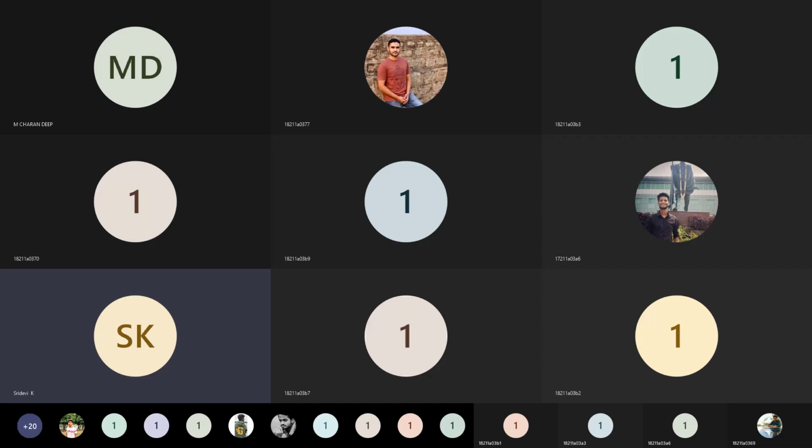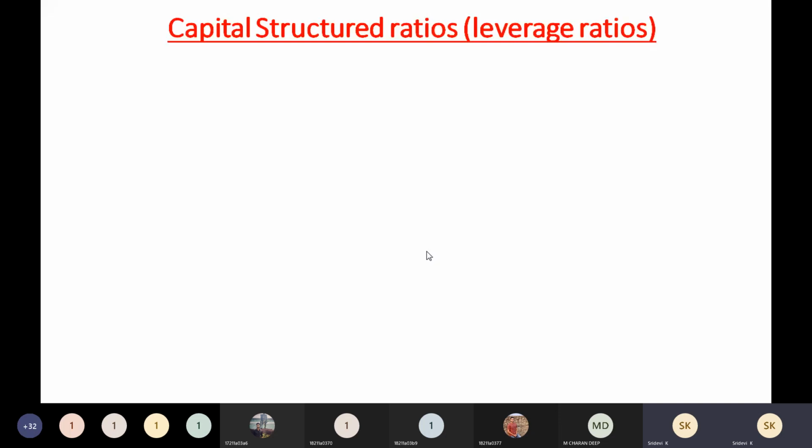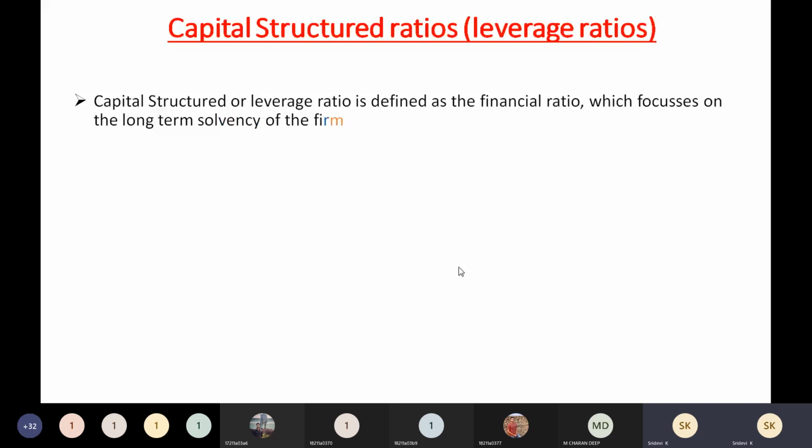Capital structure ratios, or these are also called leverage ratios or solvency ratios. So many names are there, so don't get confused. These are useful for finding out the long-term solvency of the company. So what is the position of the company in the long run? To identify that, these capital structure ratios will be helpful.